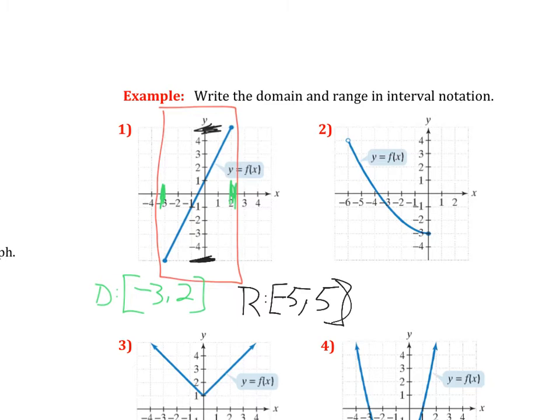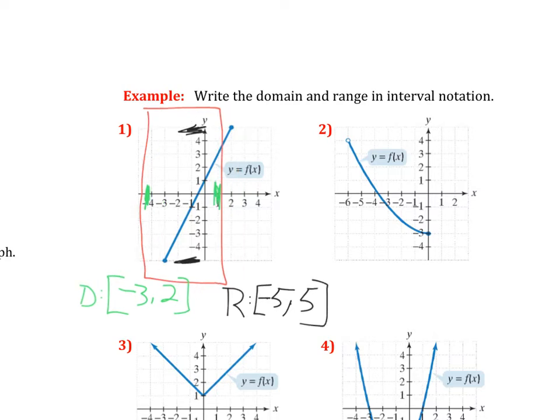Why am I just getting so parenthesis happy? What is going on, folks? Oh boy. There we go. All right.